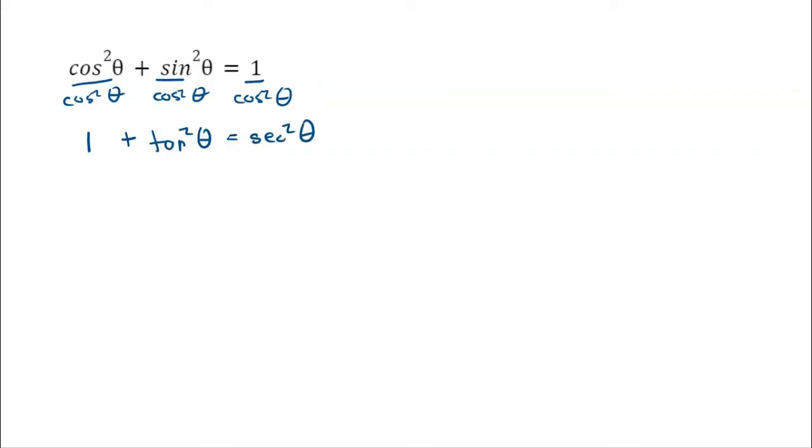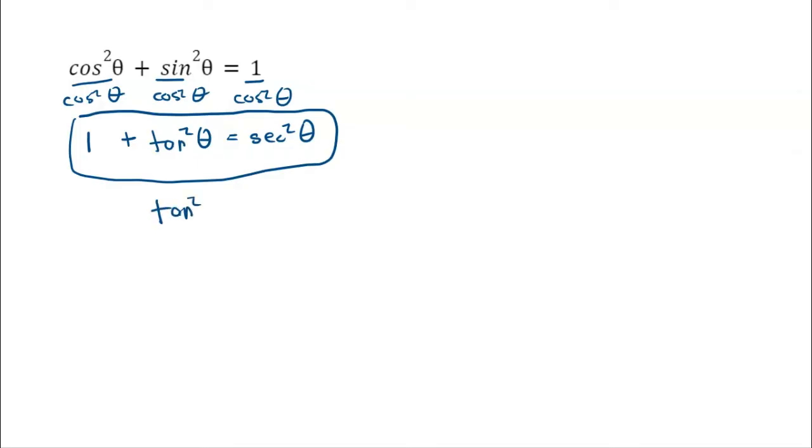So I get another Pythagorean identity based on the original, that 1 plus tangent squared equals secant squared. And then once again, I can manipulate this. For example, I can subtract the 1 to the other side, and I get tangent squared of theta equals secant squared of theta minus 1. Just another representation.